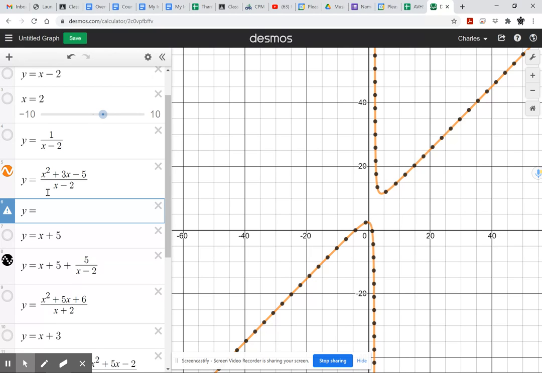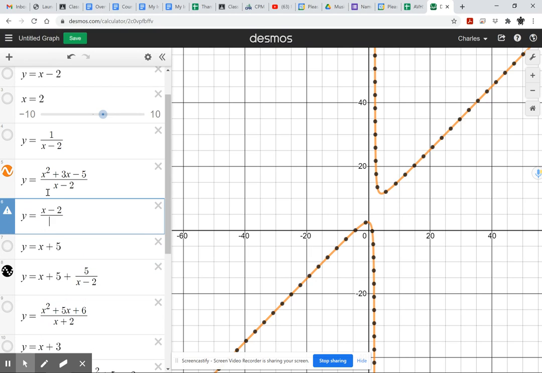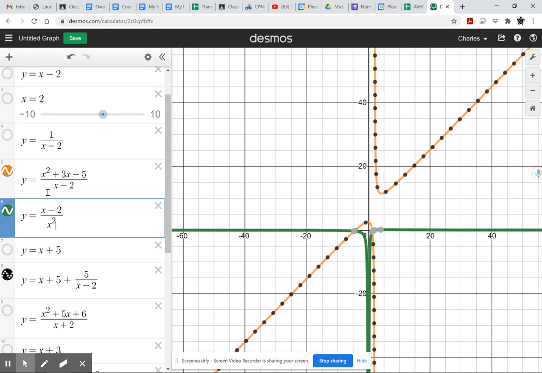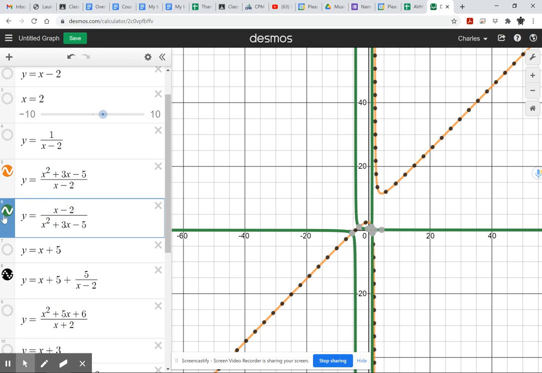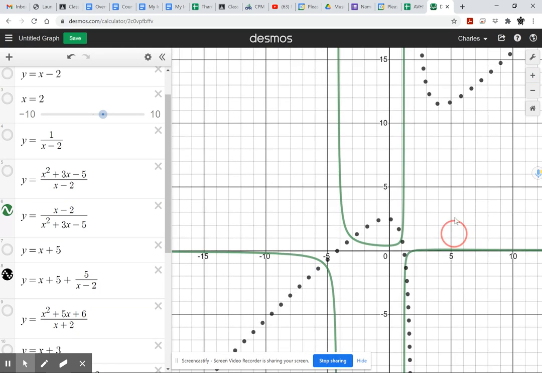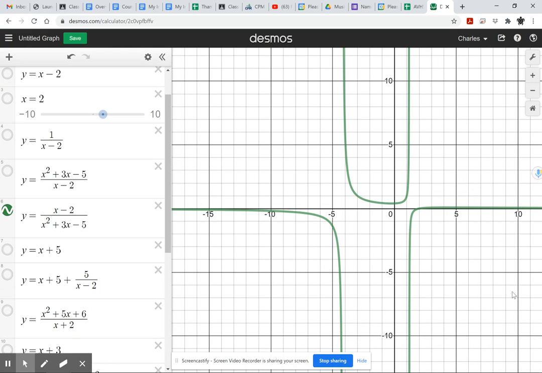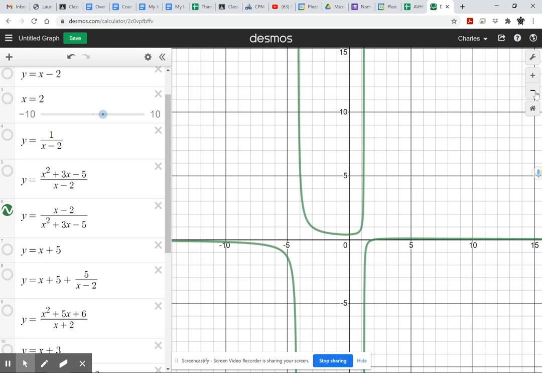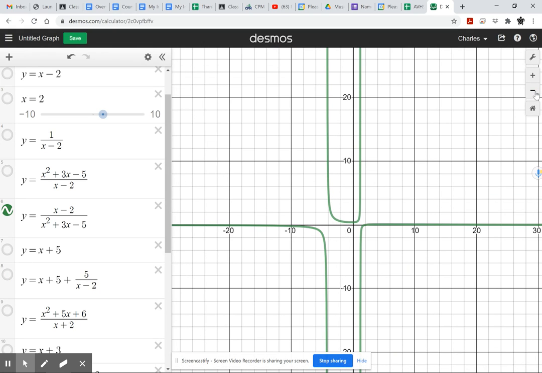Like if I said y is equal to x minus 2 divided by x squared plus 3x minus 5, you can see that this function has some things similar, but I don't need to compare them too much. But just notice that these functions are reciprocals of each other. The same thing would be true. This one has asymptotes where this one has zeros, but I think those are irrational zeros. But also where this one went to infinity, this one goes to 0 because that's the nature of a reciprocal.